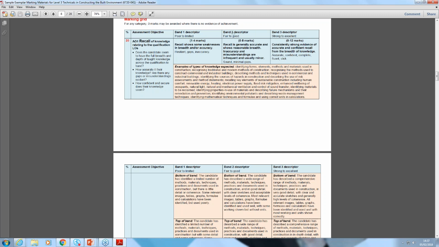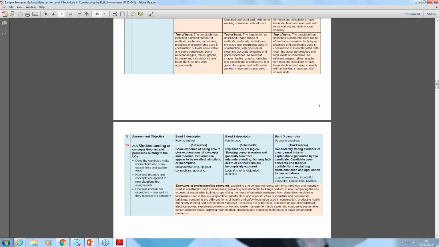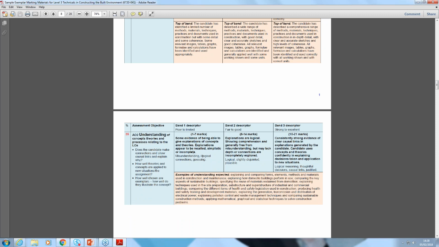Yeah. The one thing to underline what Julia said is we talked about band 1, band 2, band 3 not being equivalent to pass, merit, distinction. Actually, if you look at the descriptors in band 1 consistently, you'll see that hesitancy, inaccuracy, misunderstanding, guessing. So if you actually look at the descriptors, it's apparent that really isn't equivalent to a pass. And if your learner is systematically achieving marks in band 1, they may fail.